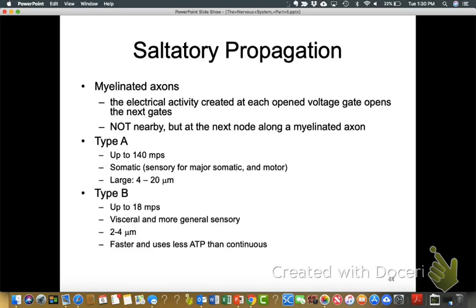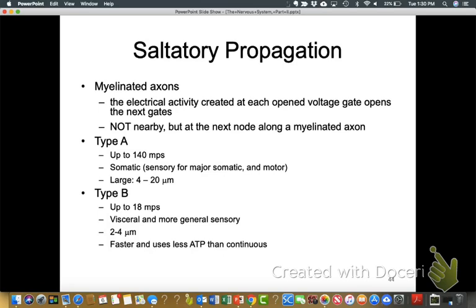We find two kinds of myelinated axons, type A and B. A are big and type B are smaller. Not as small as type C, but still pretty small. And the bigger you are, the faster you are, and if you have myelin, you're faster. So type A fibers are the fastest, up to 140 meters per second, and type B up to 18 meters per second. Type A are associated with your somatic senses, so your sensory information from the senses you're most acutely conscious of, and then your control of skeletal muscles.